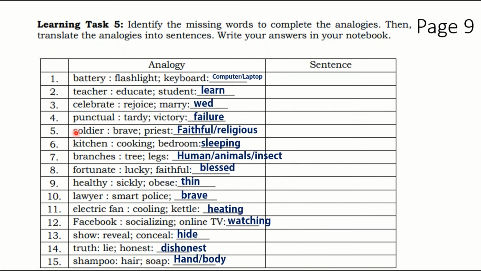Number five. The soldier is to brave as priest is to faithful. What relationship does this pattern have? Correct, characteristic. The soldier is brave and the priest is faithful. Number six. Kitchen is to cooking, and bedroom is to sleeping. Function, correct.